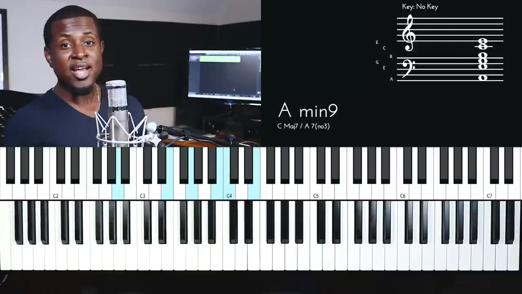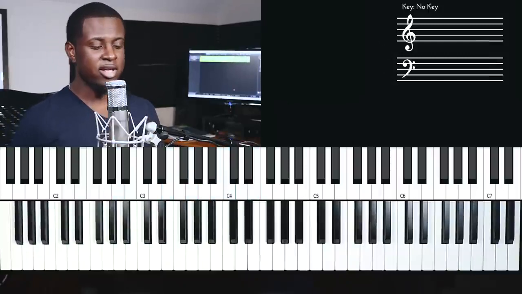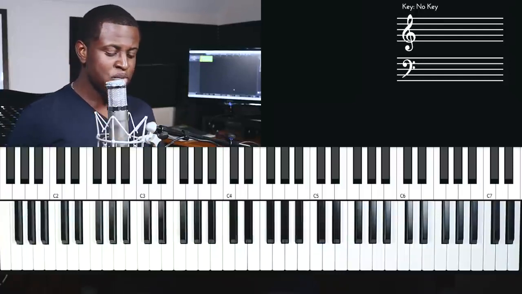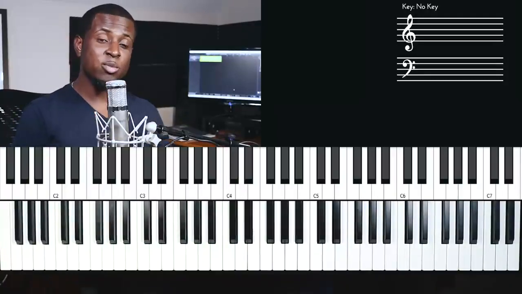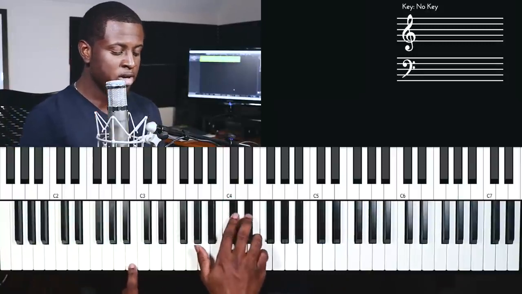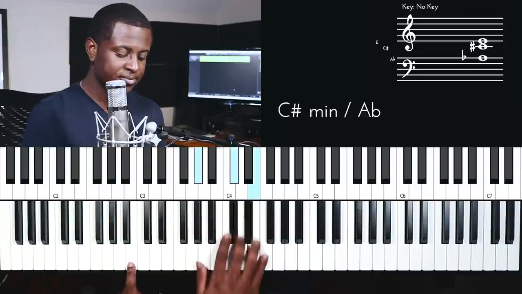But maybe you understand this progression already and you're like, okay, look, I want to add a little bit more to my playing. We're going to look at some different ways you can play this progression creatively. One way would be like this.